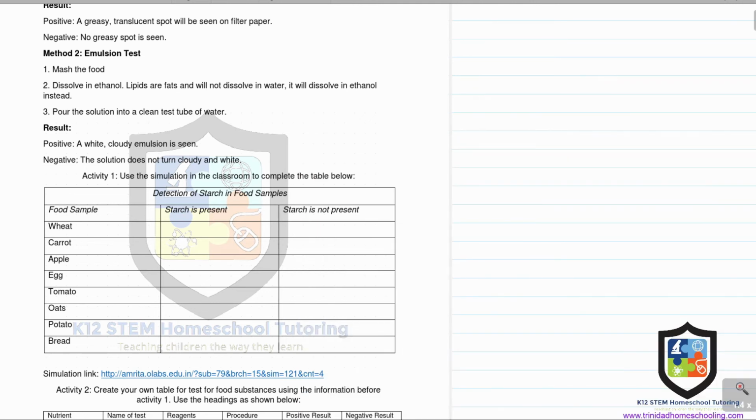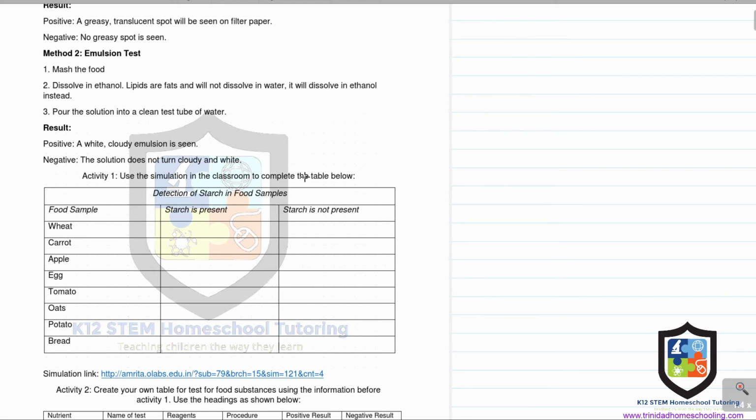Alright, so we dissolve the fats into the ethanol and then we pour the solution into a clean test tube of water, or you could add the water to the test tube as she did. Which would be the better thing to do? So we saw that white cloudy emulsion being formed. That oil is full of fats.